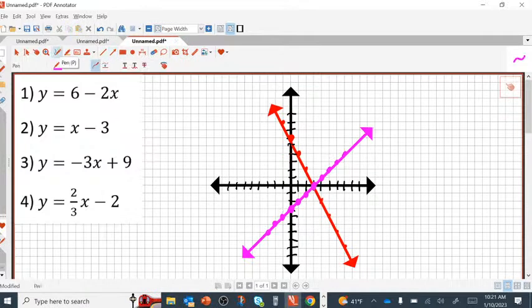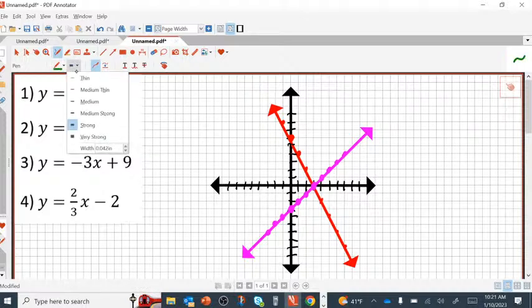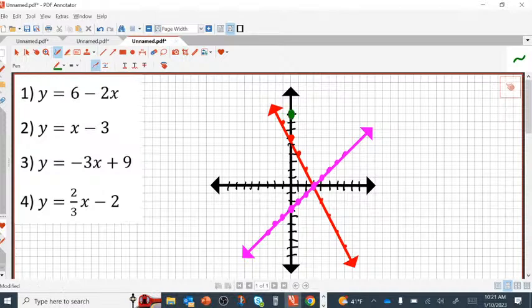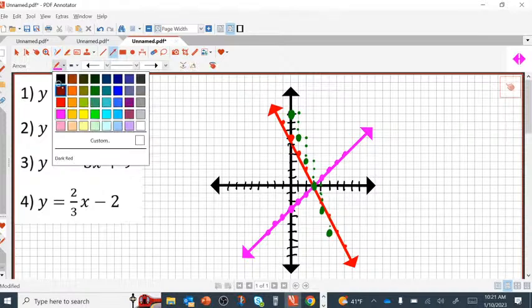Excellent. Thank you, Casey. How about number 3? How are we going to handle number 3? Ewan, how are we going to do number 3? Got it. We're great. Exactly so. Over 1, 2, 3, over 1, 2, 3, so on and so forth. And we connect them with a line.